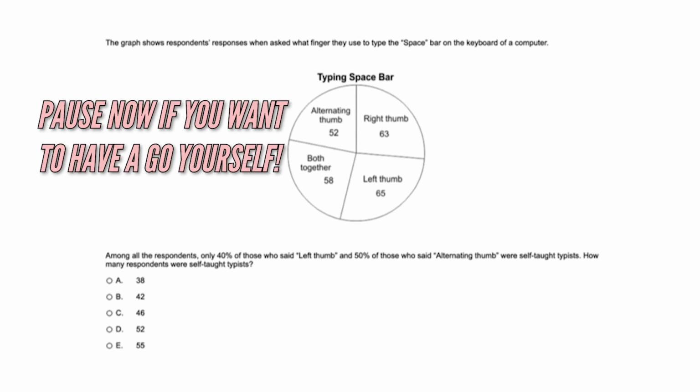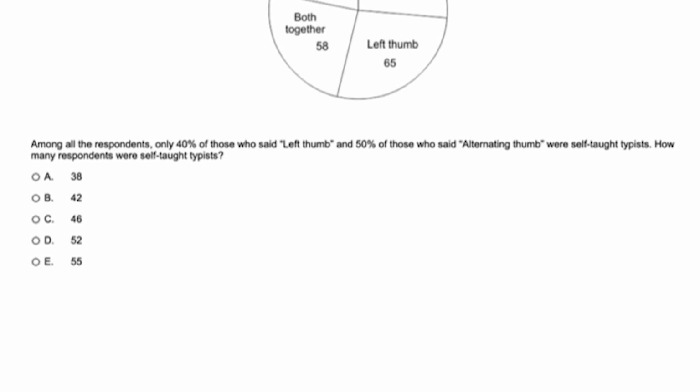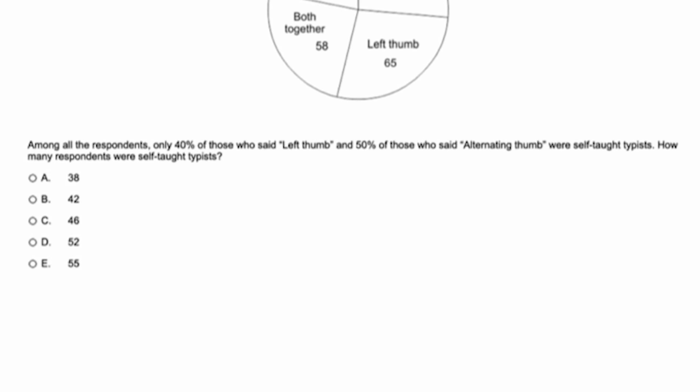So here we have a lovely pie chart about what finger people use to type the spacebar on the keyboard of a computer. So the question is, among all the respondents, only 40% of those who said left thumb and 50% of those who said alternating thumb were self-taught typists. How many respondents were self-taught typists?